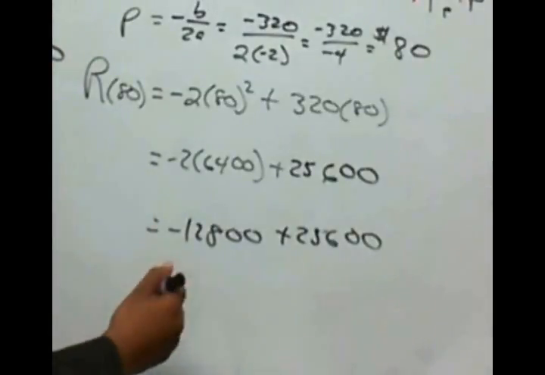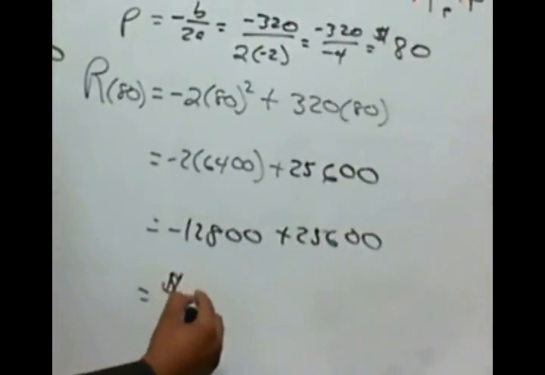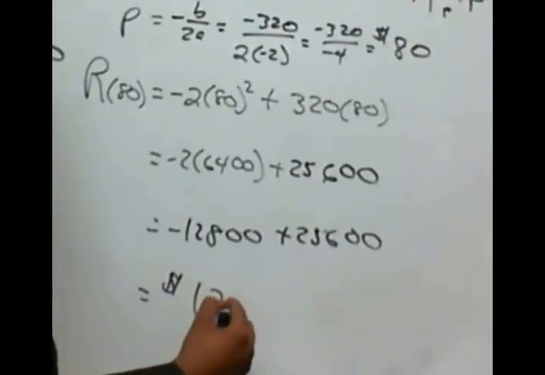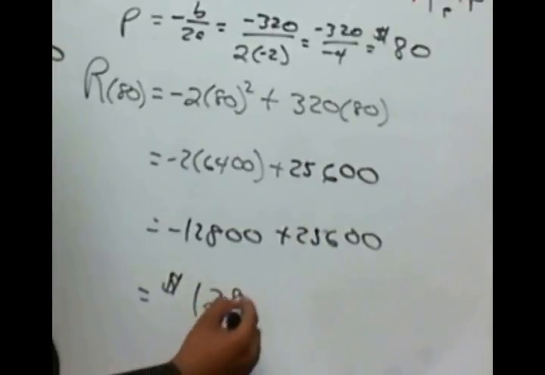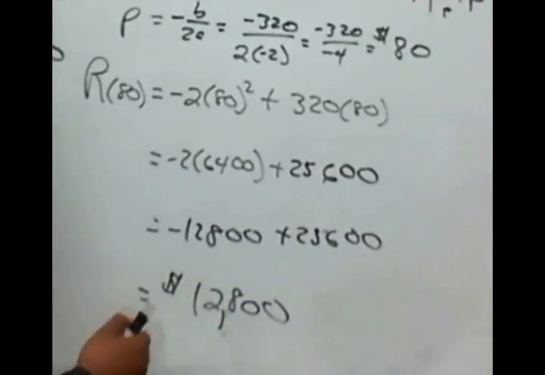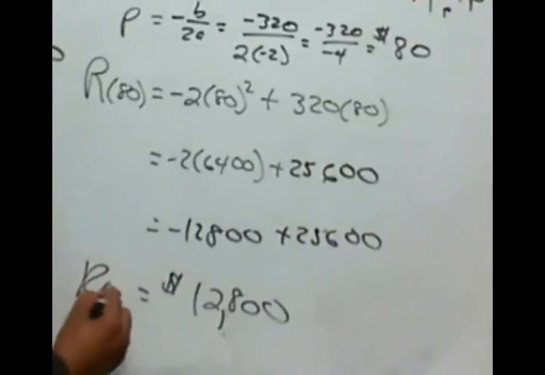And then when I add these together, I'm going to get a revenue of $12,800, okay, for my revenue, given that my price input was $80.